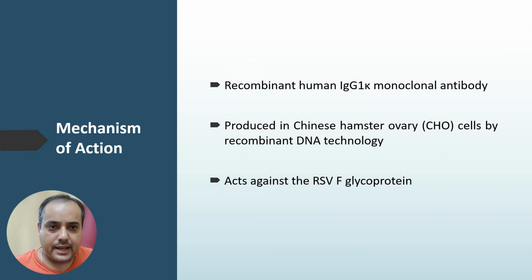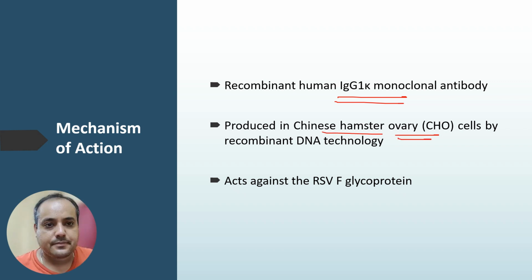Now the mechanism of action of this drug: since it has MAB at the end, that means it is a monoclonal antibody, right? This drug is actually a human IgG1 kappa monoclonal antibody, and it has been produced with the help of recombinant DNA technology from Chinese hamster ovary cells.